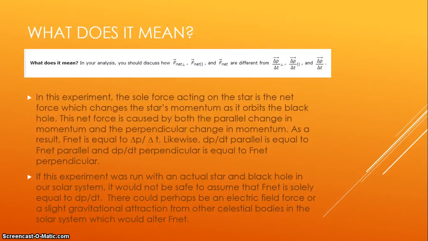What does it mean? In this experiment, the sole force acting on the star is the net force which changes the star's momentum as it orbits the black hole. This net force is caused by both the parallel change in momentum and the perpendicular change in momentum. As a result, Fnet is equal to delta p divided by delta t. Likewise, dp dt parallel is equal to Fnet parallel, and dp dt perpendicular is equal to Fnet perpendicular. If this experiment was run with an actual star and black hole in our solar system, it would not be safe to assume that Fnet is solely equal to dp dt. There could perhaps be an electric field force or a slight gravitational attraction from other celestial bodies in the solar system which would alter Fnet.